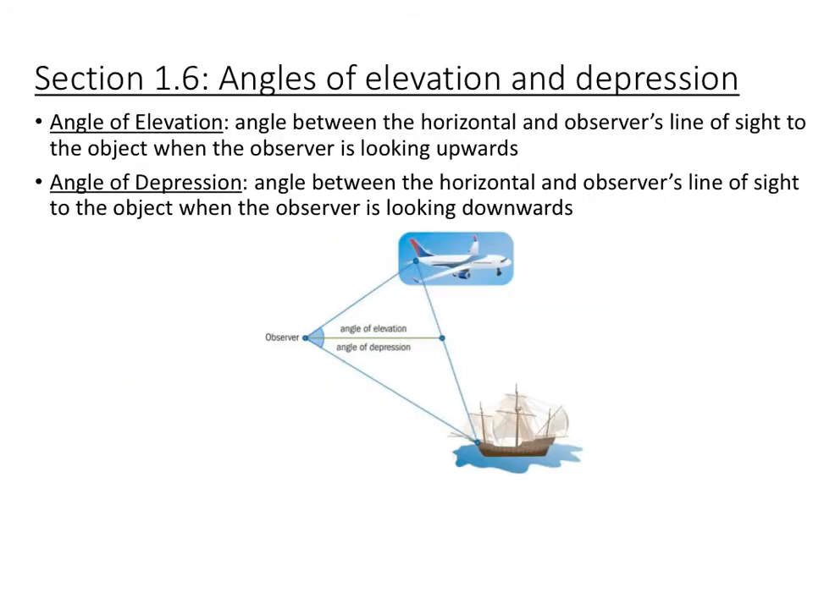Lesson 1.6 is angles of elevation and depression. So an angle of elevation is how much you look up from the horizontal in order to see an object. An angle of depression or declination is the angle in which you look down from the horizontal to see something.